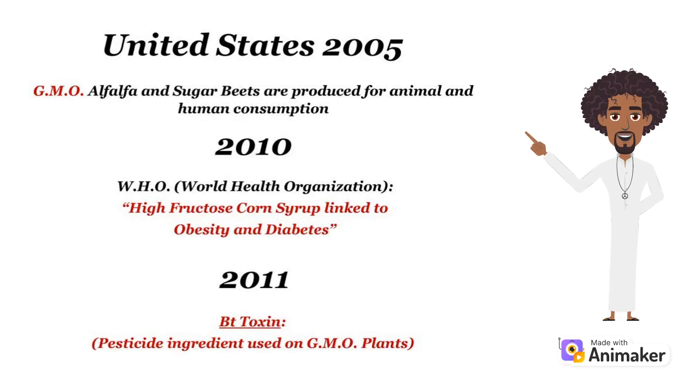United States, 2005. GMO alfalfa and sugar beets are produced for animal and human consumption. 2010. World Health Organization issues warning. High fructose corn syrup linked to obesity and diabetes. 2011. Bt toxin, an ingredient found in pesticides used on GMO plants, is found in humans.